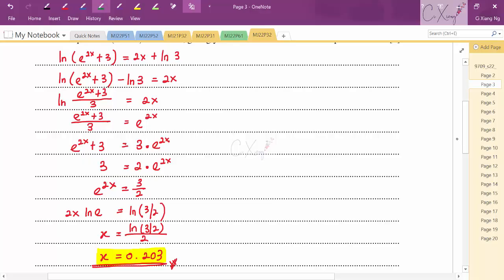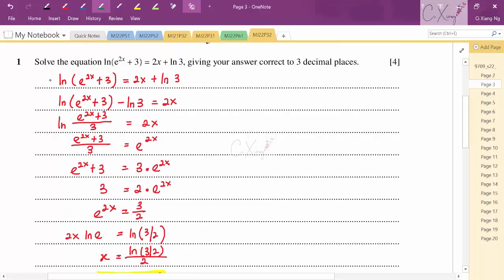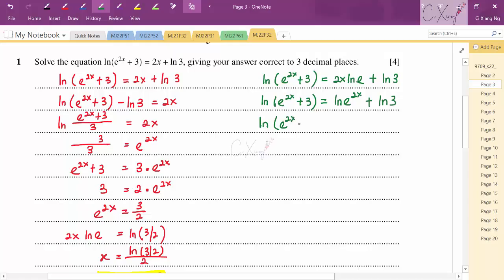If we are interested to use another method where we change all the terms to ln, it will look something like this. So this is the original equation again. For 2x, if I want to change it to ln, I should add a ln e with the 2x because ln e is 1, so that I don't change the equation. So I'm having 2x ln e. Now 2x can be brought back to become the power, so I'm having ln e power 2x, then plus ln 3. You can see that every single term here is already ln.